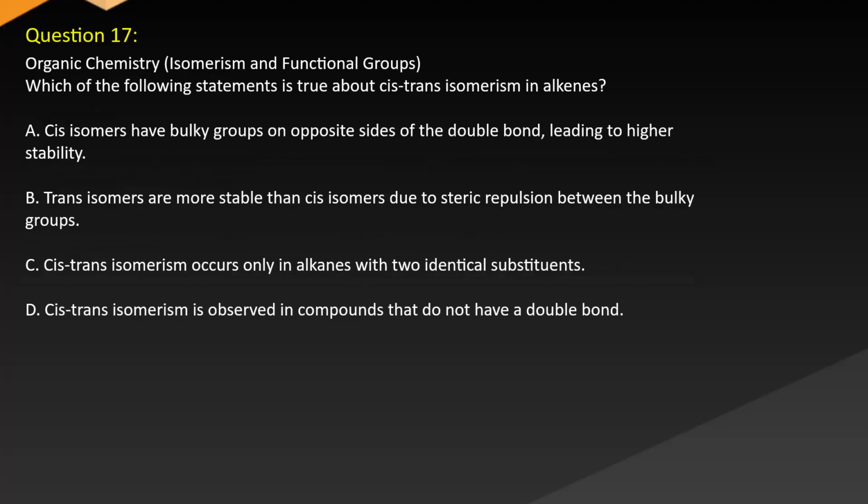Question 17. Organic chemistry, isomerism, and functional groups. Which of the following statements is true about cis-trans isomerism in alkenes? A. Cis isomers have bulky groups on opposite sides of the double bond, leading to higher stability. B. Trans isomers are more stable than cis isomers due to steric repulsion between the bulky groups. C. Cis-trans isomerism occurs only in alkenes with two identical substituents. D. Cis-trans isomerism is observed in compounds that do not have a double bond.